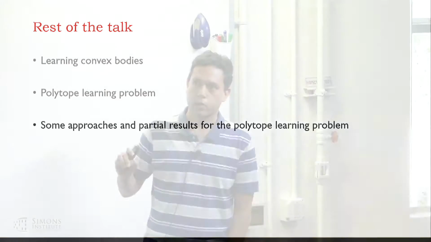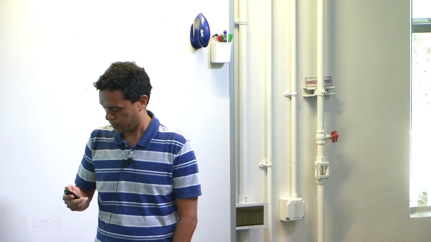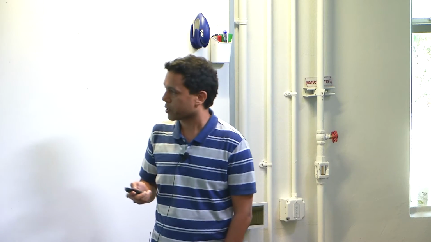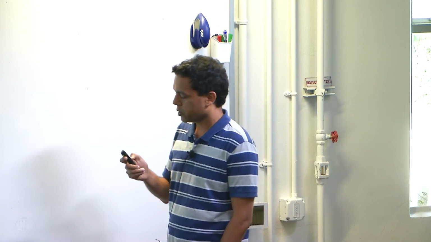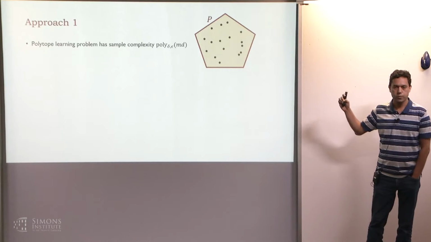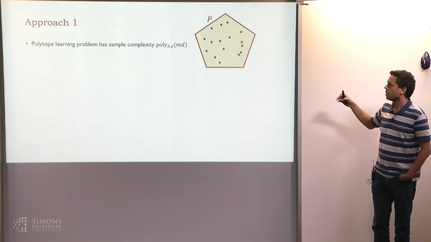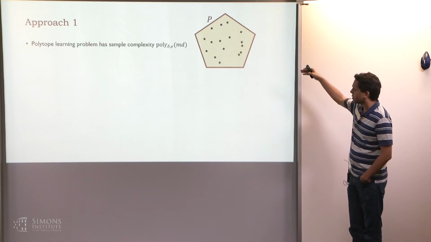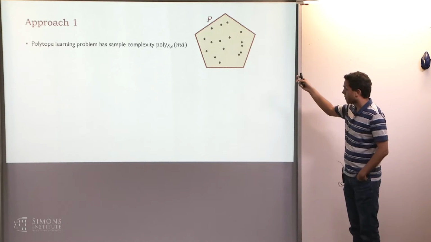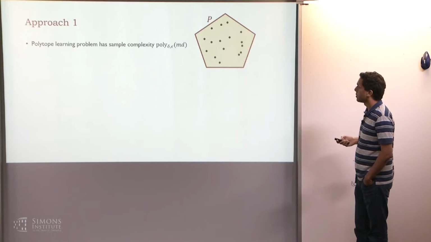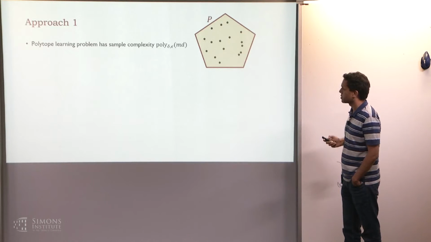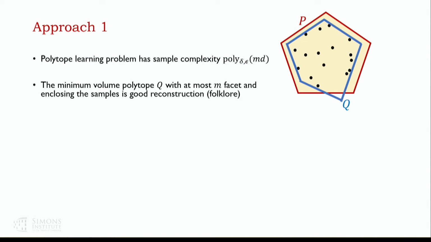Okay, so let me tell you where we are in the talk. I told you about learning convex bodies and the polytope learning problem, and now I'm going to talk about some approaches and partial results. The first approach: so far I haven't actually said why the sample complexity of this problem is polynomial. It does not immediately follow from the PAC learning result, even though the VC dimension of this class is small, but that does not immediately imply that polytope learning can be solved with a polynomial number of samples. But it follows quite easily from VC results. The way to solve the sample complexity problem is we take the minimum volume polytope Q that contains all the samples and has at most m facets.